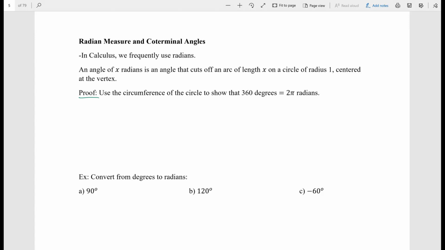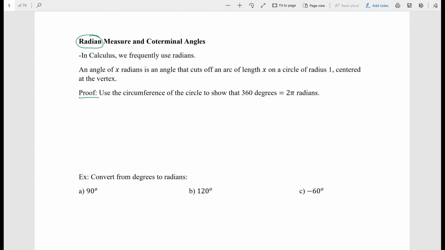In this video, we will talk about radian measure and coterminal angles. In the previous video, we talked about degrees, which was an angle measure. Here we're going to talk about radians. Radians are used primarily in calculus, so if many of you are going to take calculus, we use radians a lot in that class.